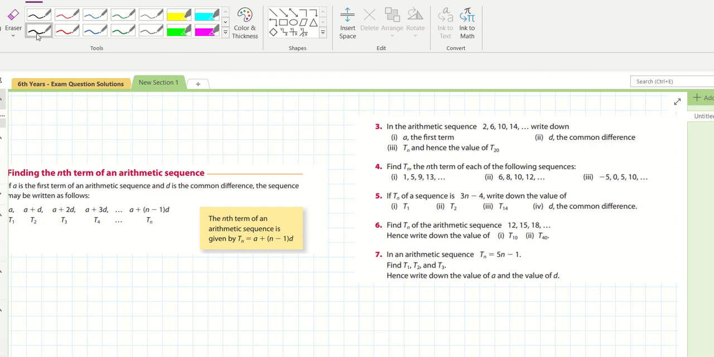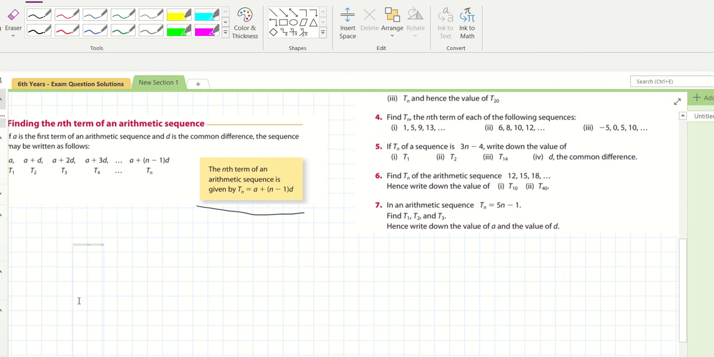Okay, so I just wanted to run through how to use this formula because I know a lot of you didn't submit the exam questions this week, and I think that you're a little bit hazy on how to use some of these formulas. So we're just going to have a quick look at this. Okay, so we're looking at arithmetic sequences.